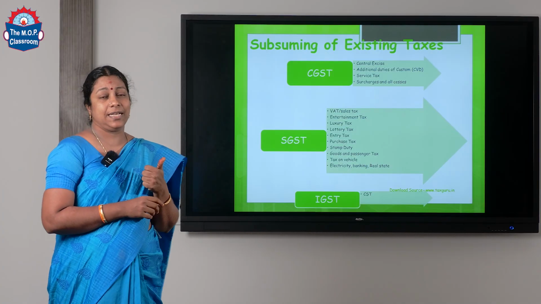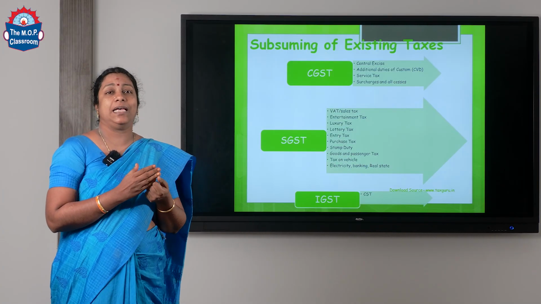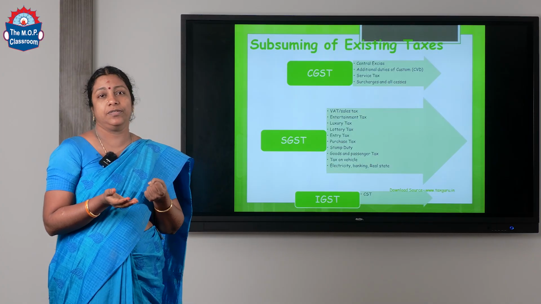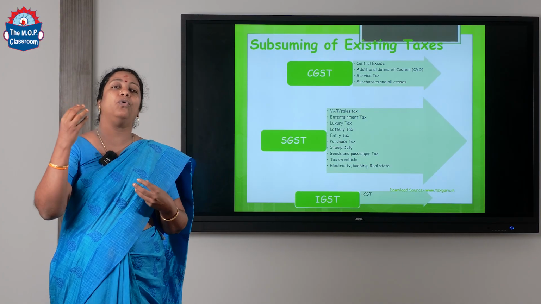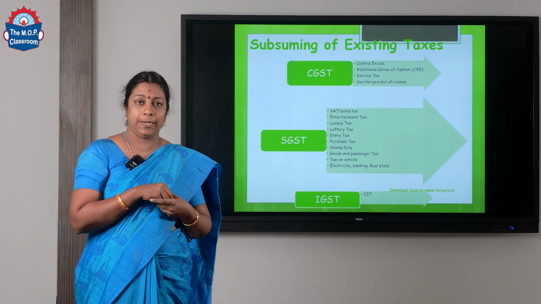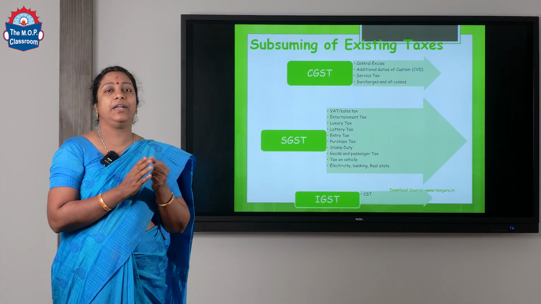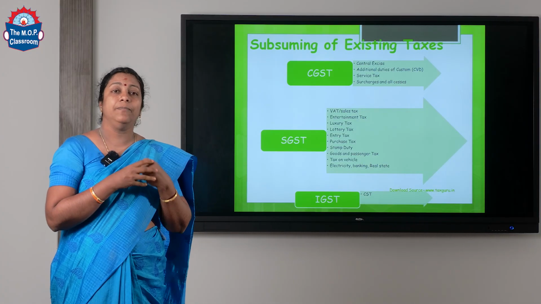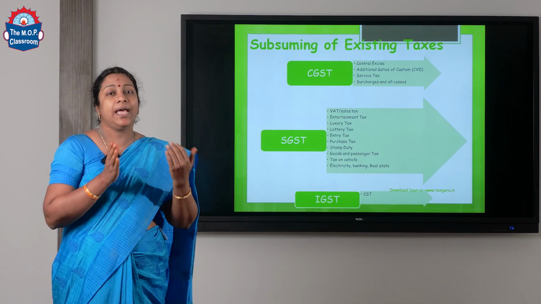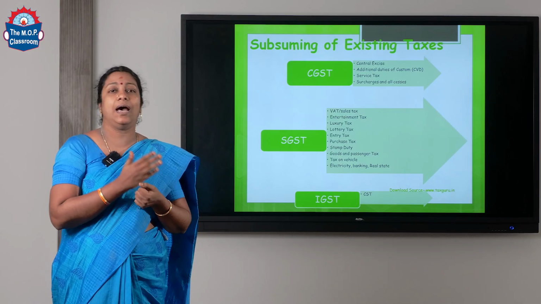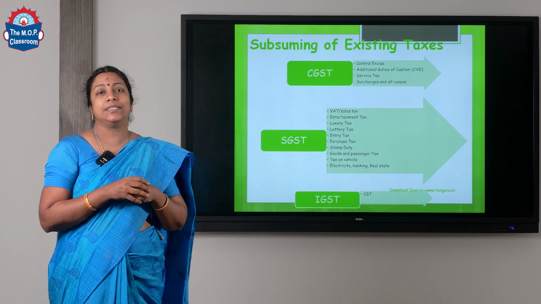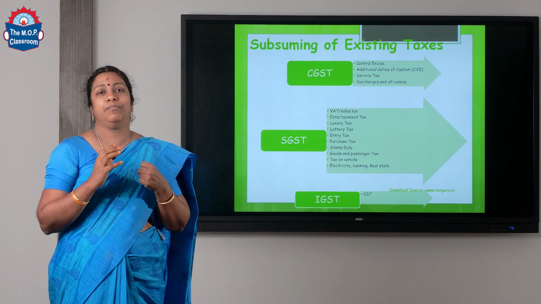Central goods and service tax means any transaction which crosses the state borders, then automatically the role of the center has to be played. So, the tax system will be divided into whatever the tax collected, that has to be shared by both central and state. That is why it is called a dual GST model.